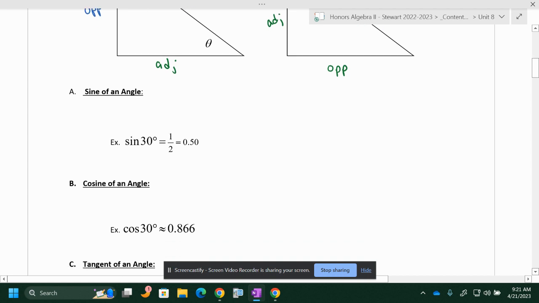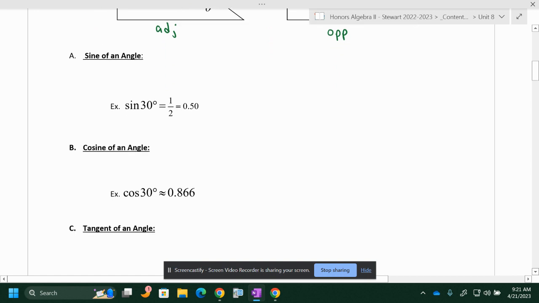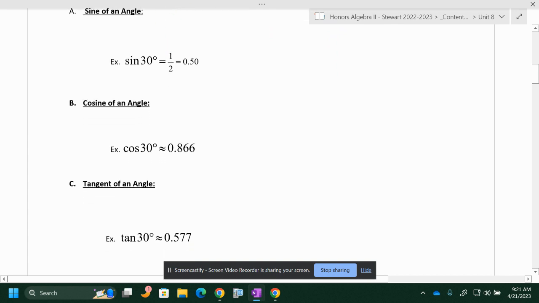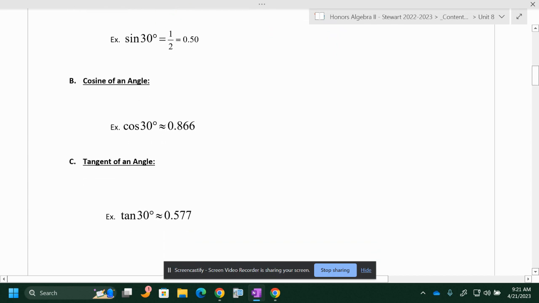So, finding sine of an angle. Here's an example. We've got the sine of 30 degrees. We've got cosine of an angle. Cosine 30 degrees is approximately 0.866. And tangent 30 degrees is approximately 0.577. These will change depending on which degree you're looking at.